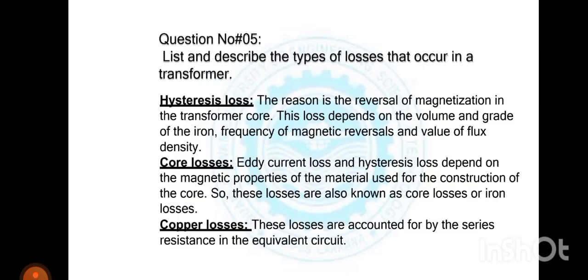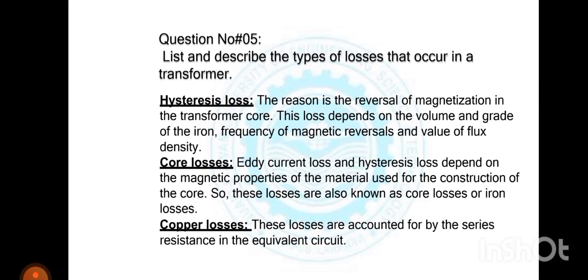Question number 5. List and describe the types of losses that occur in a transformer. Hysteresis losses. The reason is the reversal of magnetization in the transformer core. This loss depends on the volume and grade of the iron, frequency of magnetic reversal, and value of flux density.